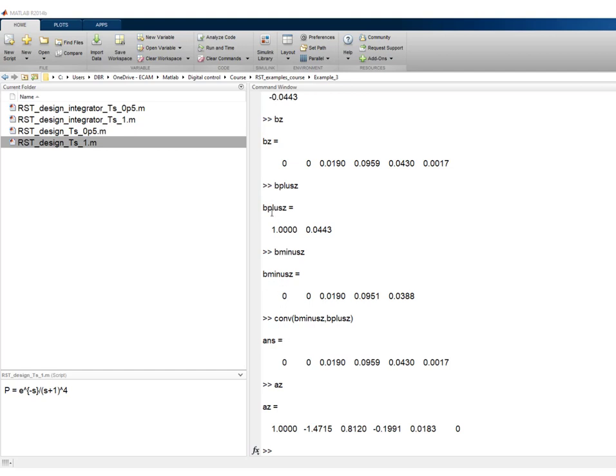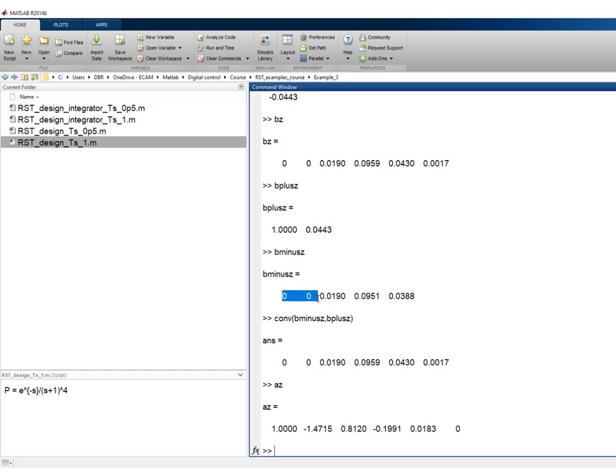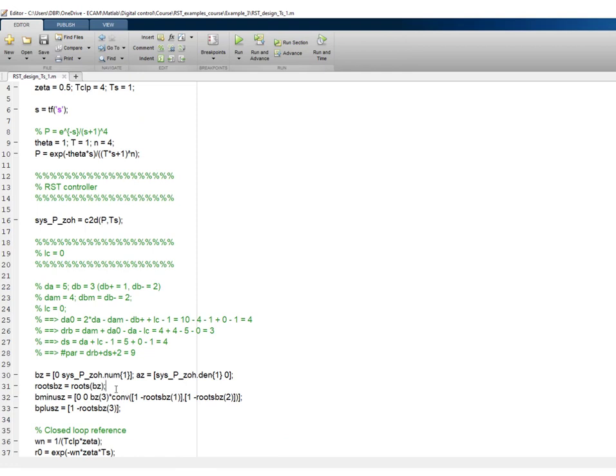We have checked that B plus times B minus is B of Z, and here it is indeed the case, but it is also because we have extended B minus, as you can see over here. So extend B minus with a number of zeros that is such that when you multiply B minus and B plus, you obtain a vector of the same length as B of Z, which is also the same length as A of Z.